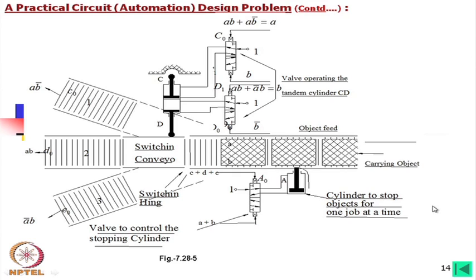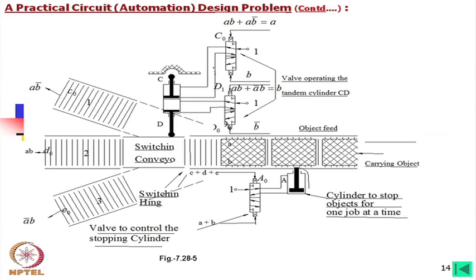Say three different products are there; they need to be sorted out and sent to the three conveyors. It might be that two are acceptable products and the third is the rejected one. It might be in that way, or depending on the size, they are being sent to different conveyors.